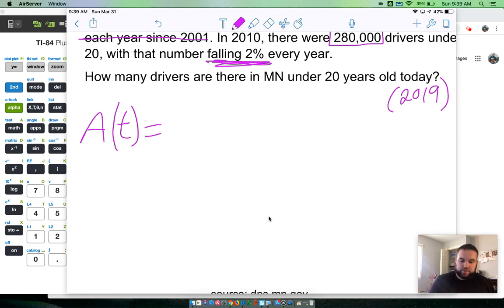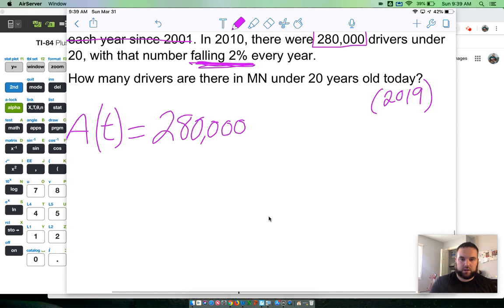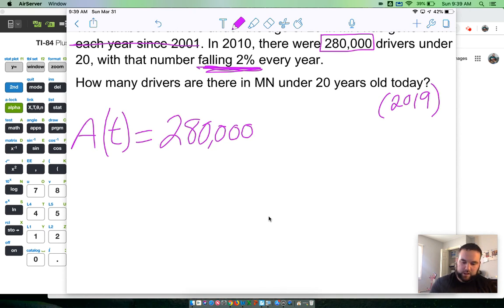Our start value is what we need next. Even though we're not starting in the year 2010, that's our first data number that we're given. So we're going to say 280,000 is our start value. Then we always have to put 1 in here, because that's the teetering point between growth and decay. If I just kept it 1 and multiplied by 1, we'd have 280,000 drivers every year for the rest of eternity. That's not happening. We're actually falling by 2%.